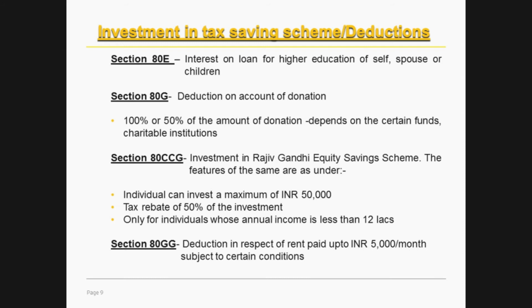Next is Section 80CCG, that is investment in Rajiv Gandhi Equity Savings Scheme. It is available for individuals whose annual income is less than 12 lakh. In this fund, an individual can invest a maximum of 50,000 and the deduction is only 50% of the amount invested. That is, if you are investing 50,000, the deduction is only 25,000. Section 80GG, deduction in respect of rent paid up to 5,000 per month subject to certain conditions. However, individuals who are claiming HRA exemption are not eligible to claim 80GG deduction.